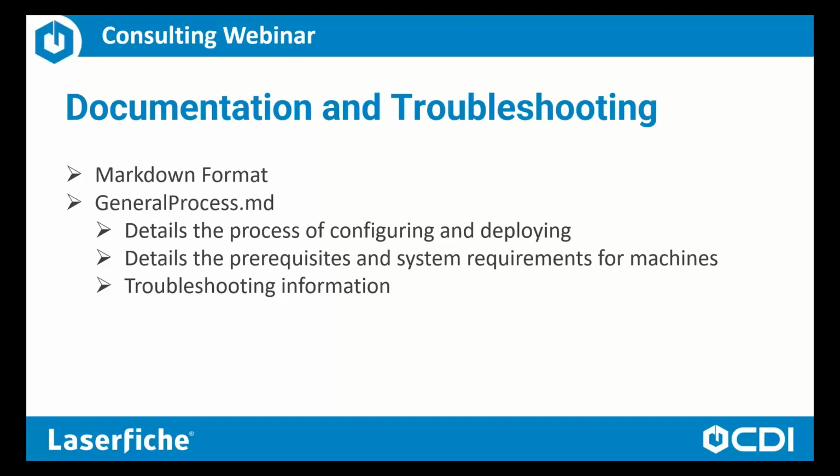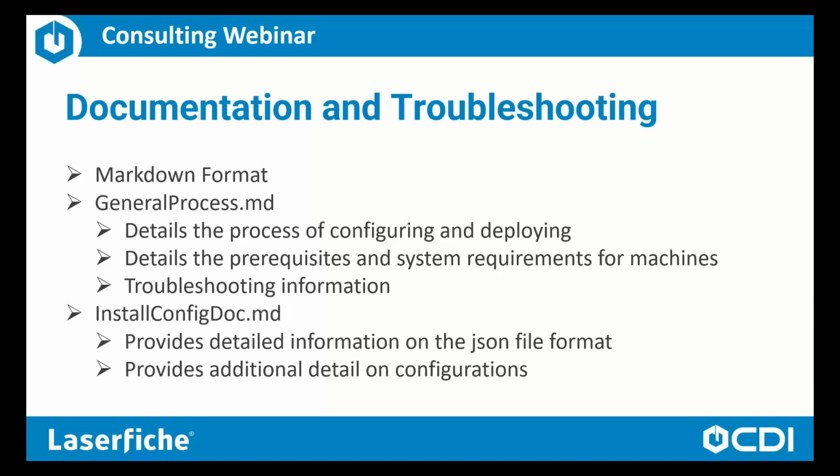The general process.md file is going to detail the process of configuring and deploying Laserfiche applications using the Laserfiche Deployment Toolkit. This document will detail all of the prerequisites and system requirements for the central machine, as well as the client machines. All client machines will need to meet the system requirements defined for the Laserfiche Deployment Toolkit, as well as the system requirements for the applications being deployed. This document also contains useful troubleshooting information, which will be very helpful if any issues occur during deployment.